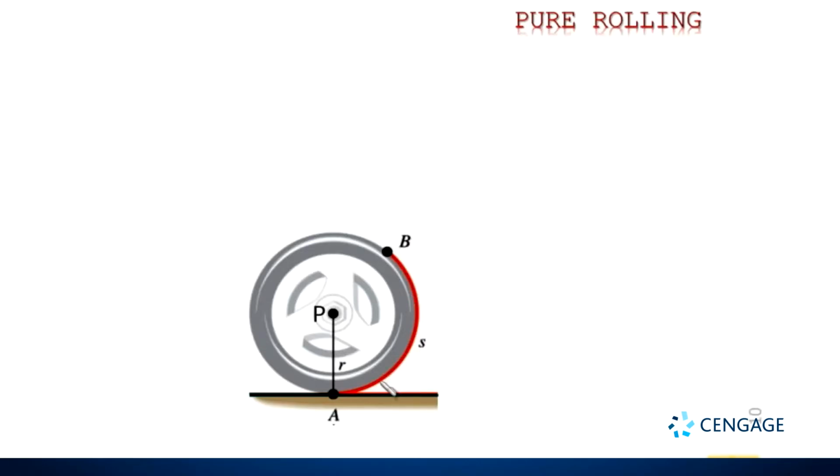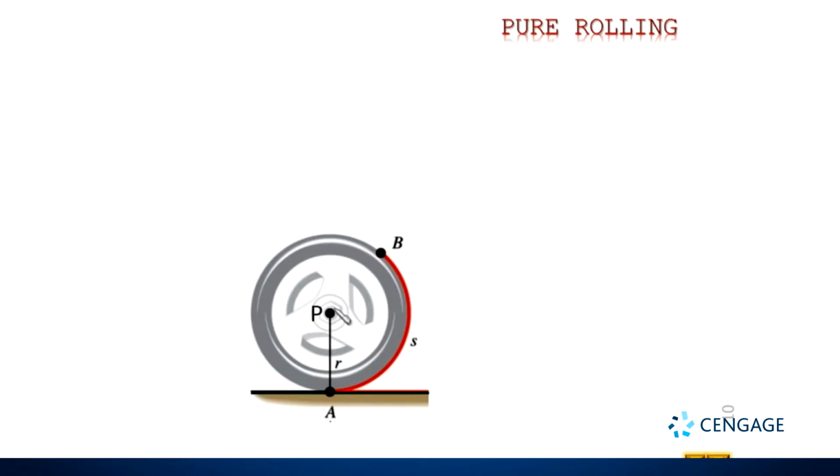You can observe here, we have taken a wheel. The radius of the wheel is small r, and here you can observe point A is in contact with the ground. Let us color the rim of this wheel up to B by the red color, and let us join this point P with point B, and if this angle is theta, we can say this length, that is the arc length, S equal to r multiplied by theta.